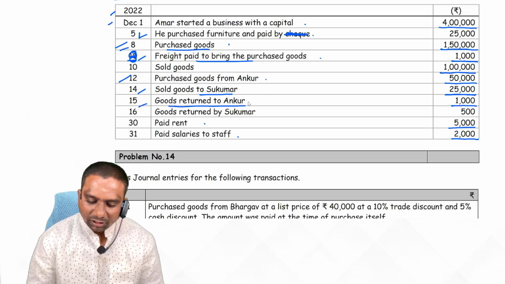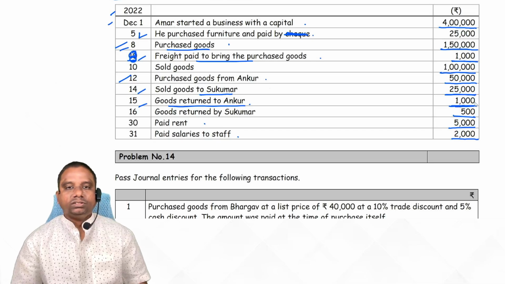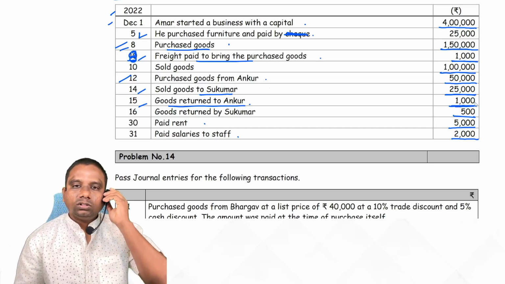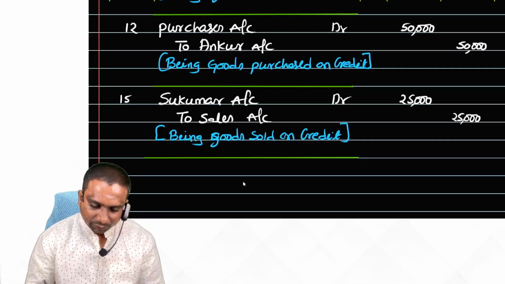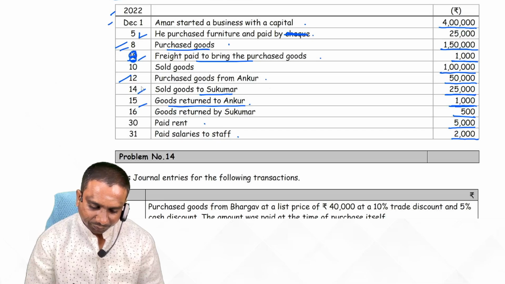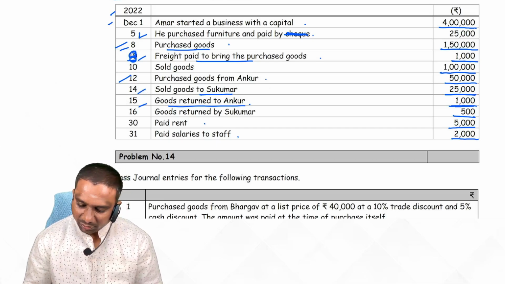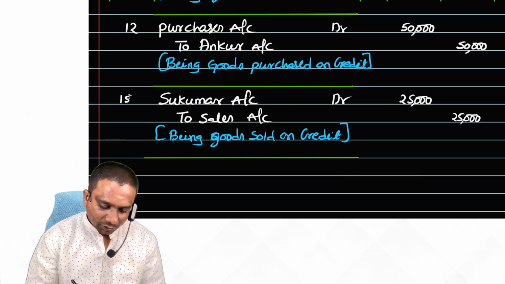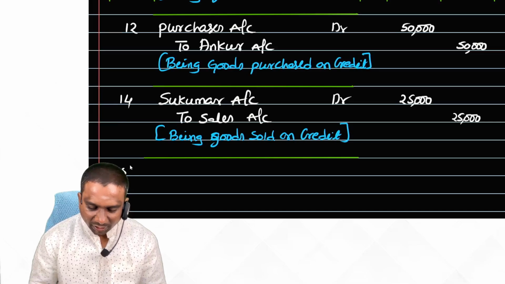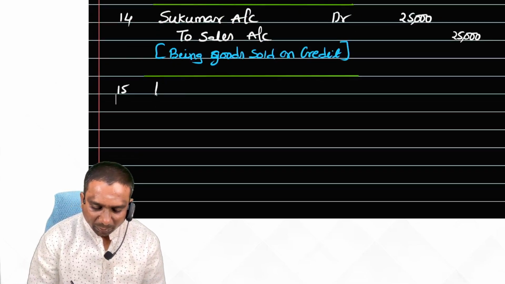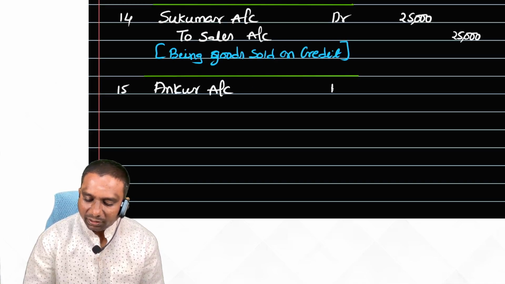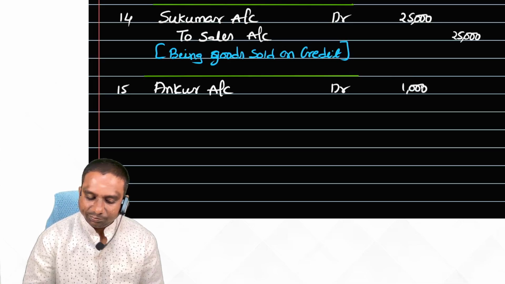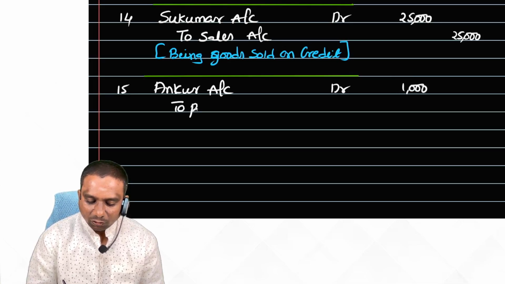15th date. Goods returned to Ankur 1,000 rupees. Which account we debited? Ankur account. The previous one is 14th date, and the next one is 15th date. So Ankur account debit 1,000. To which account we credited?